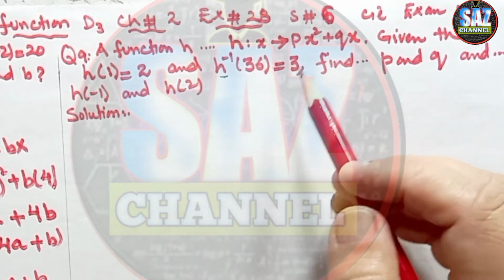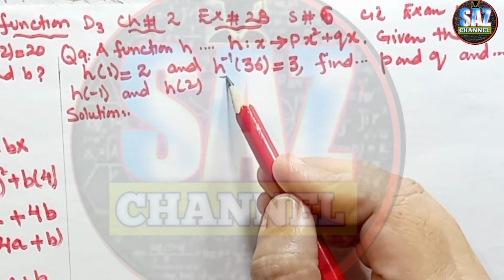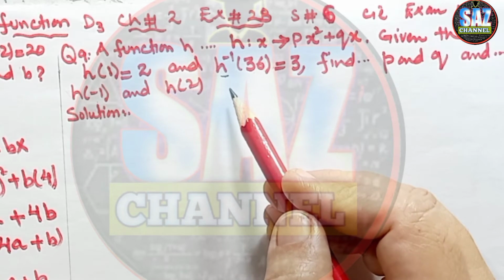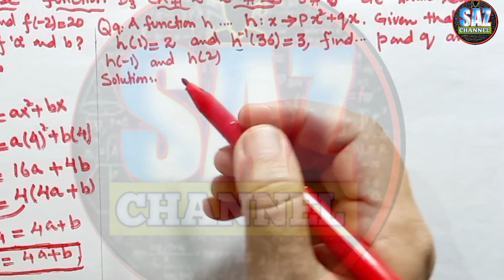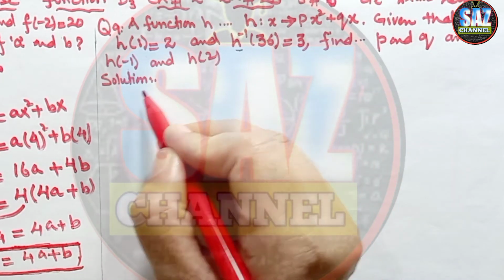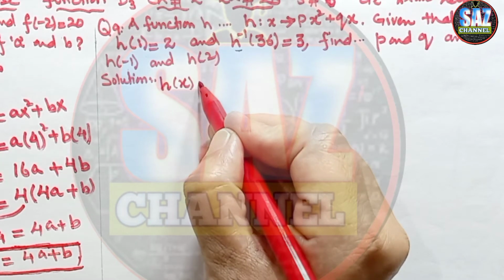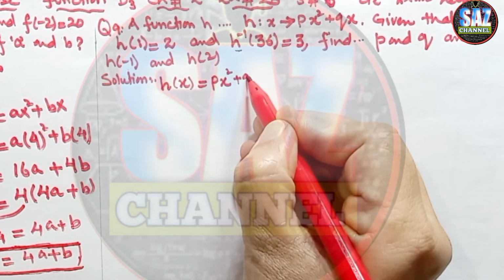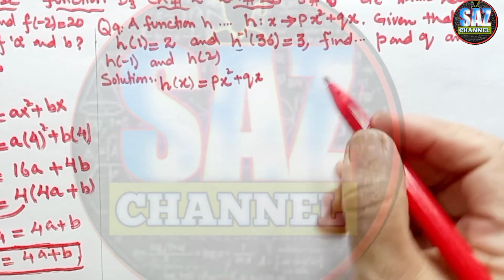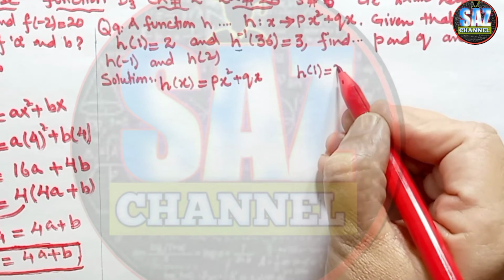So the function is the direct function given. So it's better to convert this inverse condition into direct condition. So let's move to the solution of the question. And the function will take the form h of x equals px square plus qx, and the first condition is h of 1 equals 2.